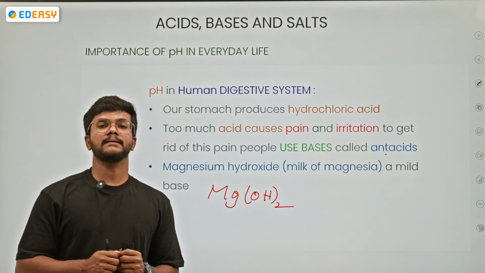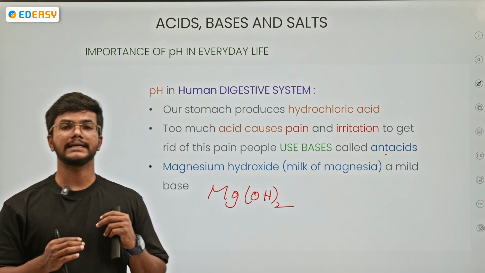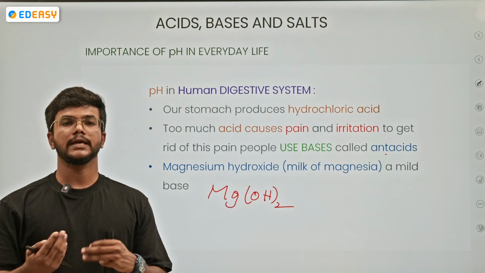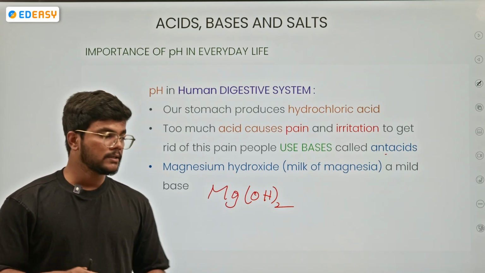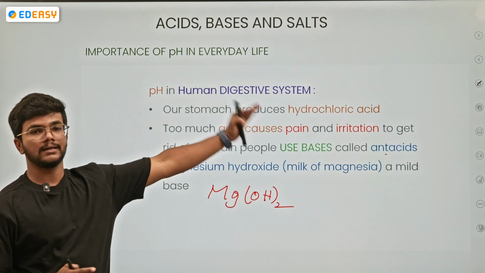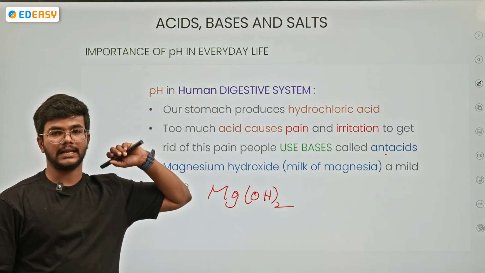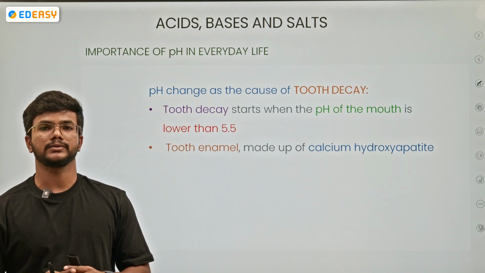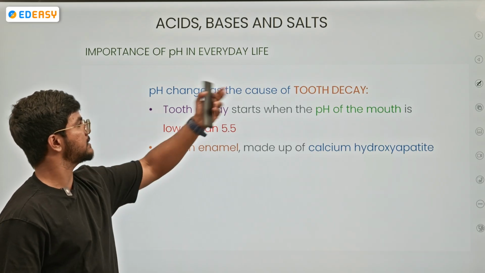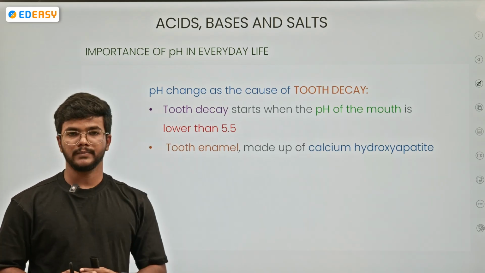Yes, it's baking soda. Baking soda will decrease the acidity in our stomach, so we can use baking soda to decrease the acidity in our stomach also. Okay, so I hope you understand about pH in our everyday life. Next is pH change as the cause of tooth decay.